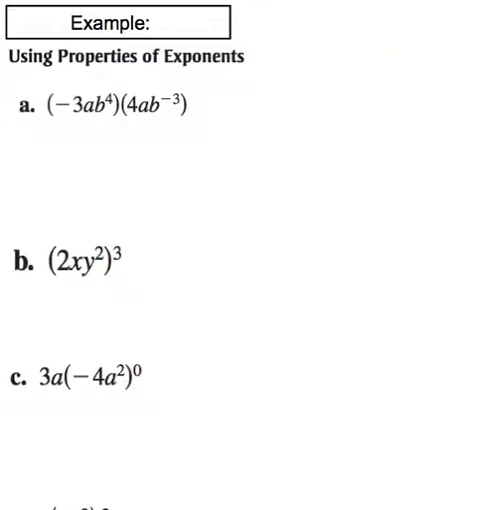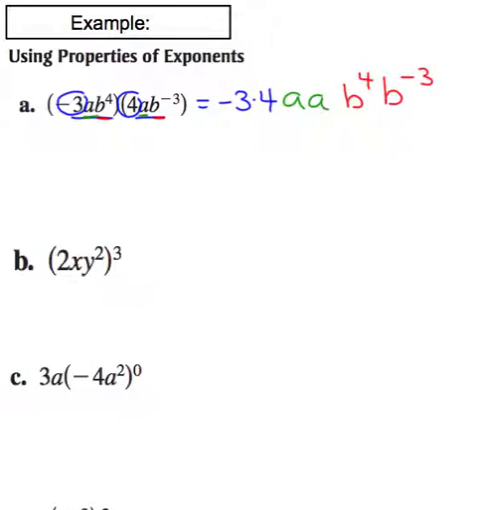All right, moving on to some more examples here. We have a parentheses times a parentheses. So what I'm going to do is just drop those parentheses and multiply like pieces together. This is a like piece, our coefficients, -3 and 4. These are like pieces, they have the A's, so A and A. And then these are like pieces because they have the B's as their bases.